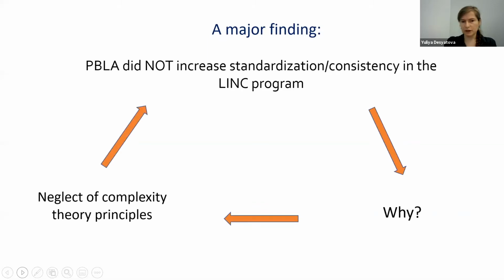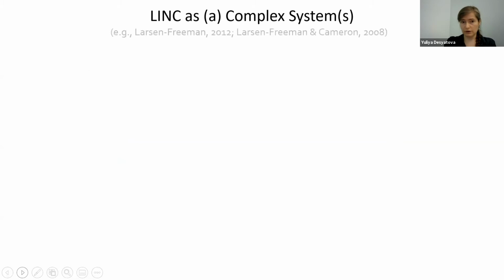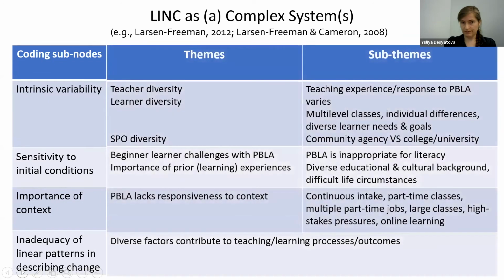And from the data, it became apparent that it's neglect of complexity theory principles and seeing LINC as a complicated rather than a complex system that resulted in such lack of desired impact. So there is a lot of literature on complexity theory in the last few decades. You probably all know the names of Diane Larsen-Freeman. She's written extensively. So in my data analysis, I focused on these 3 principles: intrinsic variability, sensitivity to initial conditions, and importance of context.